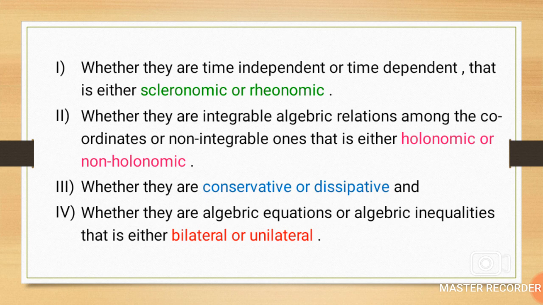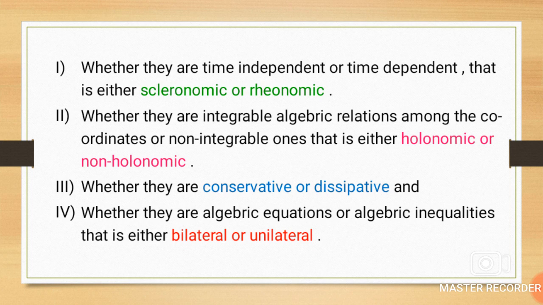Fourth criteria is whether they are algebraic equations or algebraic inequalities, that is either bilateral or unilateral. That means if we consider a particular constraint on a system, and we are able to express it in the form of an algebraic equation, then this constraint is known as the bilateral constraint, and if we are able to express it in the form of inequalities, then this constraint is the unilateral constraint. So these are the four different criteria on which constraints are classified into different types.